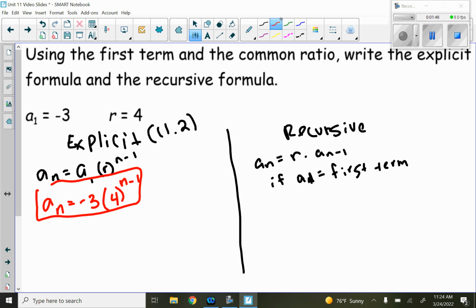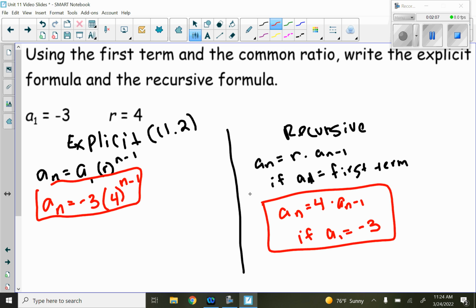So A sub n equals 4 times A sub n minus 1, if A sub 1 equals negative 3. Now, just a reminder, you absolutely have to have that if A sub 1 equals negative 3 part.